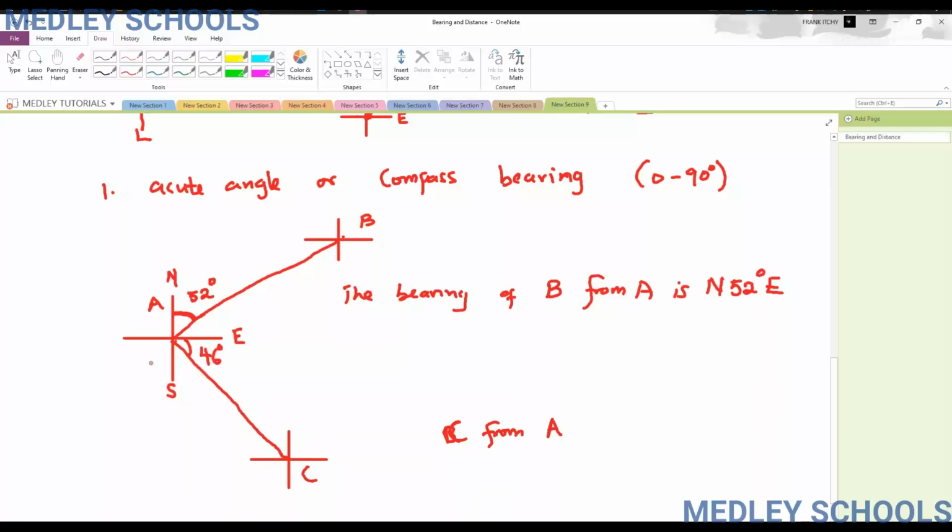And by doing that, I will need to know from here to here. Now remember, this is a quadrant which is 90 degrees. So that means from here to here is 90 minus 46, which is 44. So I report this as the bearing of C from A is south 44 degree east. So that is how to report in acute angle or compass bearing.